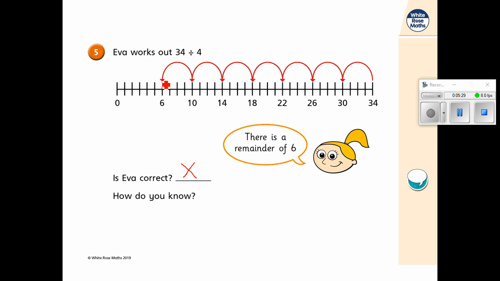No, because remember, each time when you take away a number, you have to say, can you take away another 4? Because we're dividing by 4. So can we take away another 4? Yes, we can. So we take away another 4 and we get down to 2. So this is how we know that Eva is not correct, just by drawing along an extra amount. So therefore 34 divided by 4 equals how many? 1, 2, 3, 4, 5, 6, 7, 8. So it's 8.